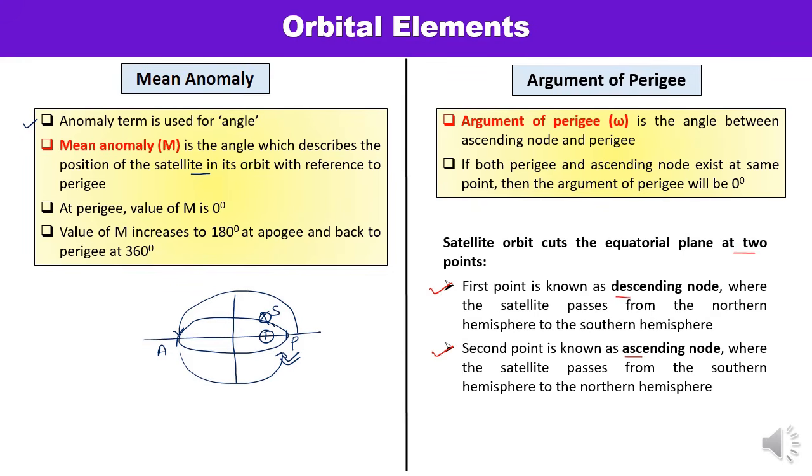So the argument of perigee is the angle between the ascending node and the perigee, right? You must remember the definition. When both perigee and ascending node are aligned, meaning they are at the same point, this angle will be 0. Obviously, when these 2 points are aligned, there is no angle between those 2 points, so the angle will be 0 degrees. This is how you can explain the argument of perigee.